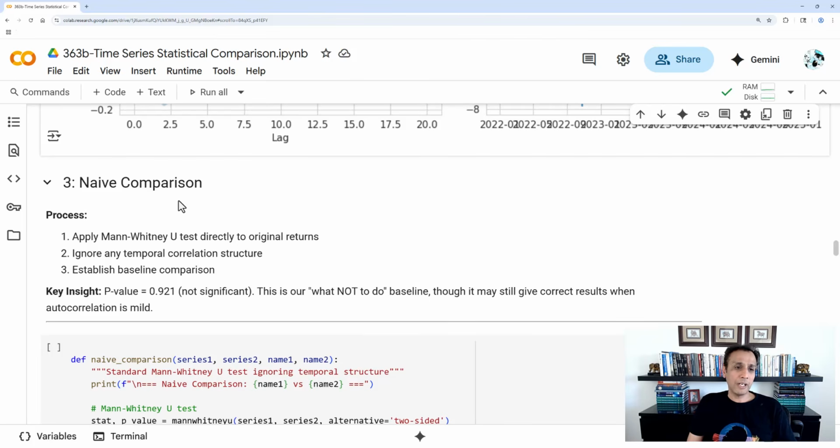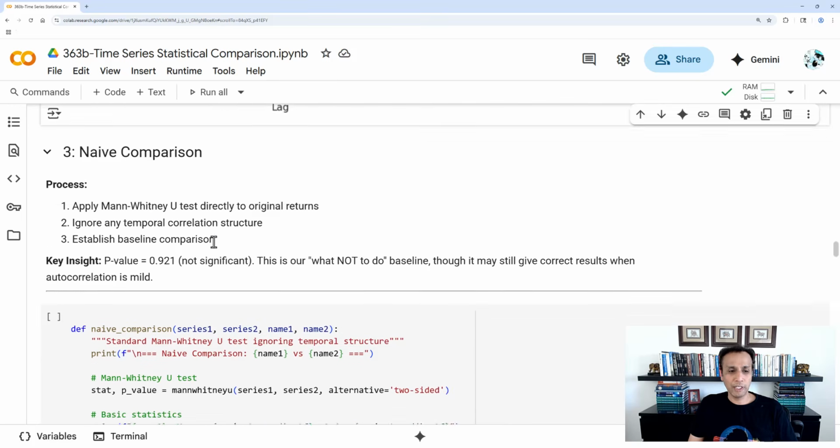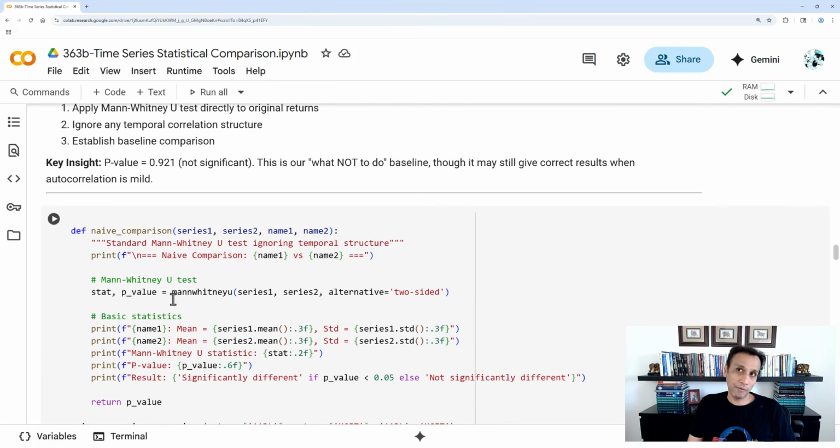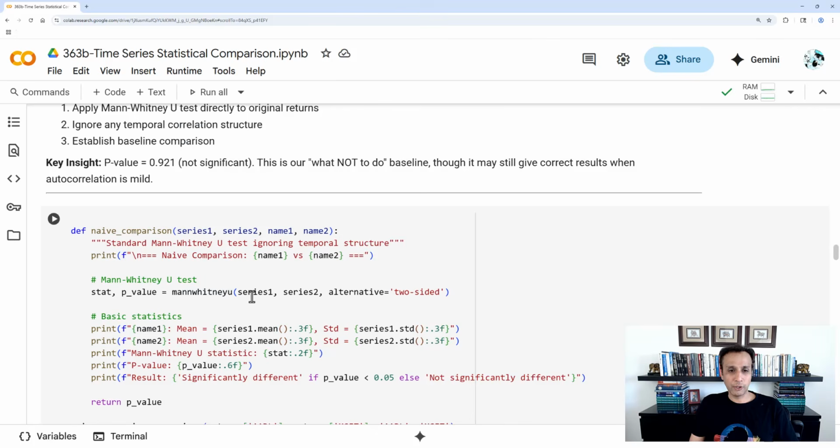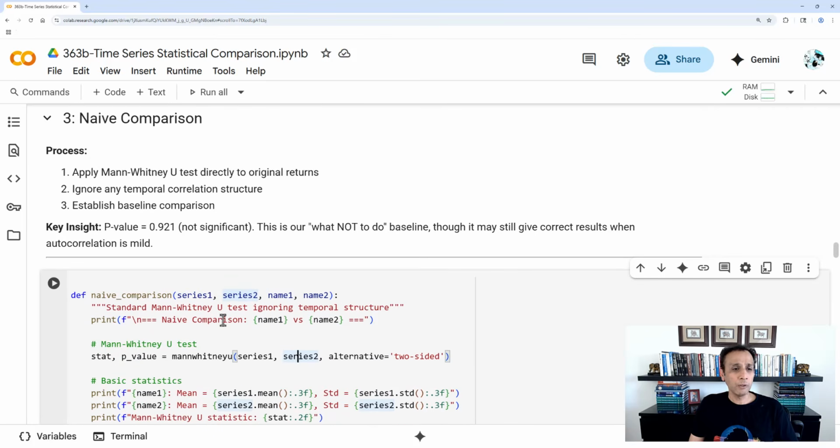So let's do our naive comparison, which is basically we are applying the Mann-Whitney U test. It's very straightforward. We have done this many times. I mean, we have done this in the last tutorial. We are importing this from our library, and we are just applying Mann-Whitney U. And to it, we need to supply series 1, series 2, and then we get our stat and we get our p-value. Now, just to summarize this, we actually get a p-value of 0.921, which is, of course, greater than 0.05. What does that mean?